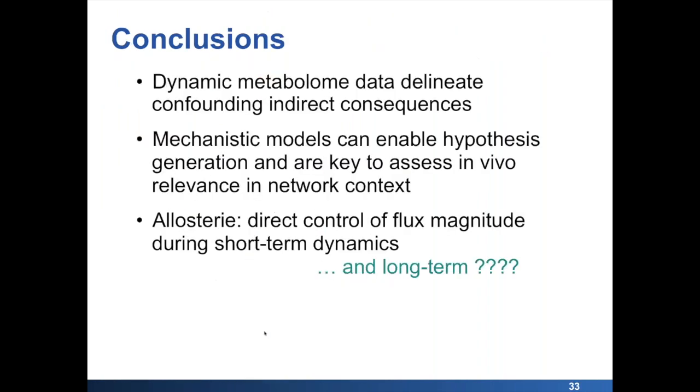And with that, I'm at the end of my talk. So the conclusion is that dynamic metabolome data delineate confounding indirect consequences from the direct consequences. Mechanistic models can enable hypothesis generation. In our case, they were really key to assess in vivo relevance in a larger network context. And allosteric regulation directly controls the flux magnitude in short-term dynamics, and currently we're working a bit more on longer-term things.